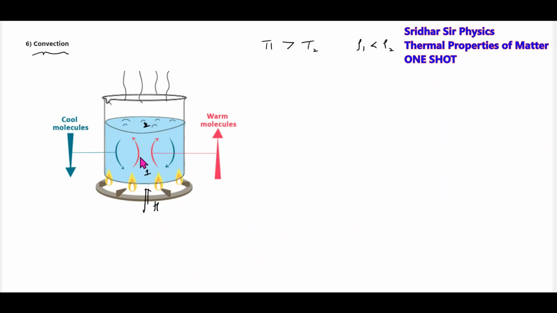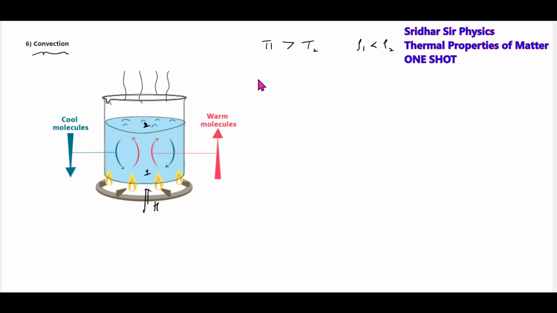Agree this? So like this, say a convection current is set up. The hot water will rise up and reach the surface. Once it loses temperature, its density decreases and it will fall back. Like this, a convection current is set up. Warm molecules will rise up, the cool molecules will slide down. In this way, a convection current will be set up here.